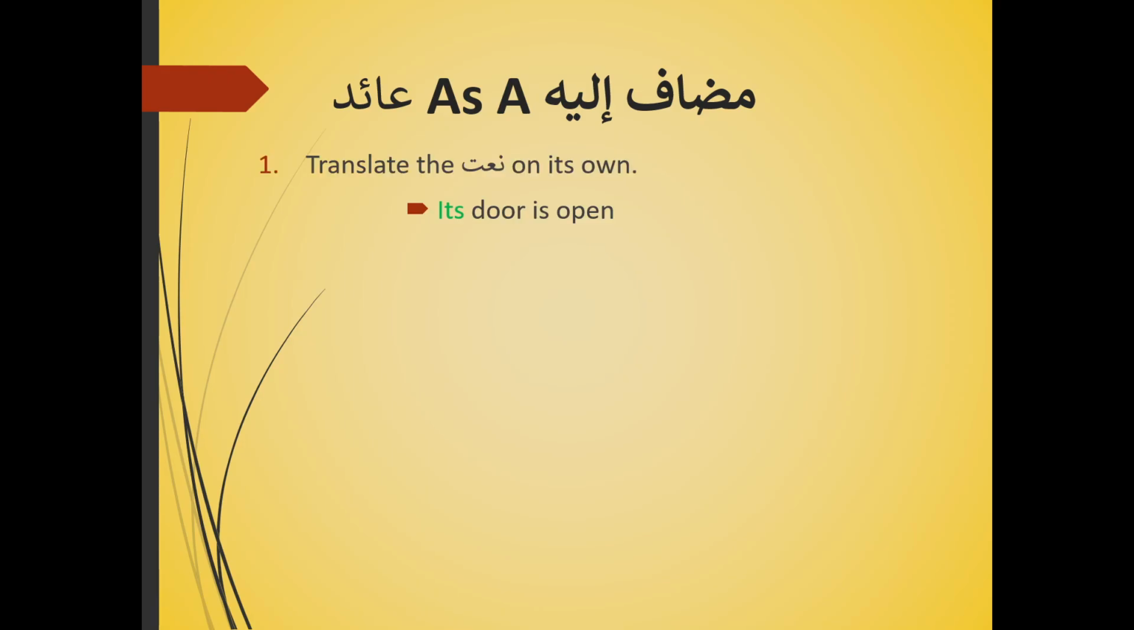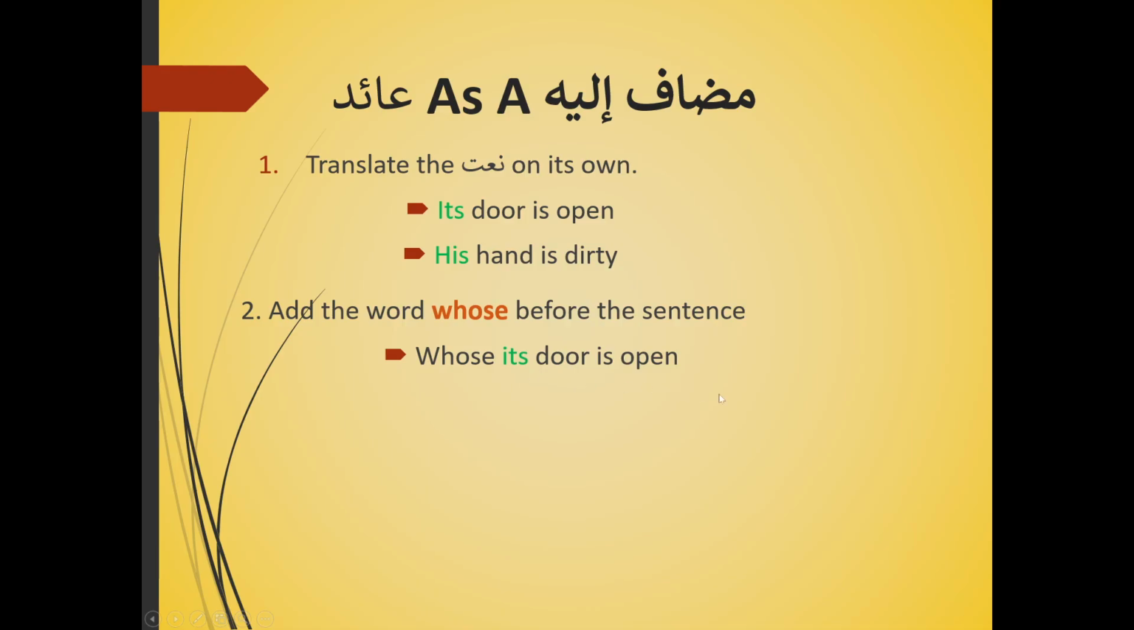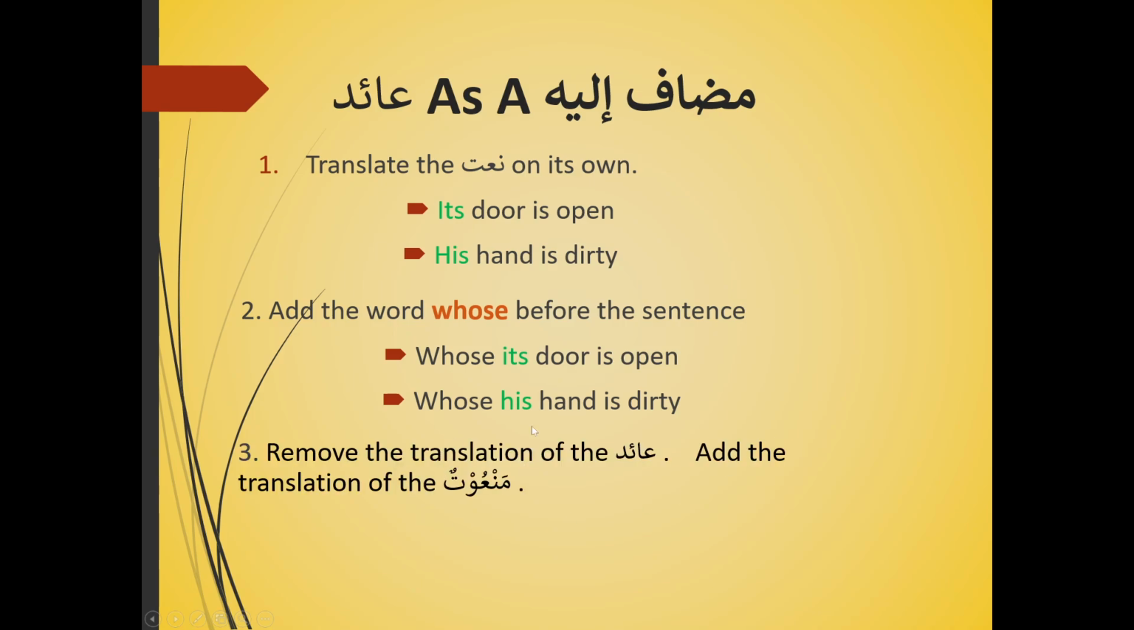Okay. Its door is open. His hand is dirty. Yeah, the wasihatun. And add the word "whose" before the sentence. In this case, English allows you to do both. Whose its door is open. A bit funny here, but we're doing a second step. Whose his hand is dirty, which is really awkward. But once we remove the a'id, the one in green, and add the translation of man'ut, then it becomes a house whose door is open, a boy whose hand is dirty.